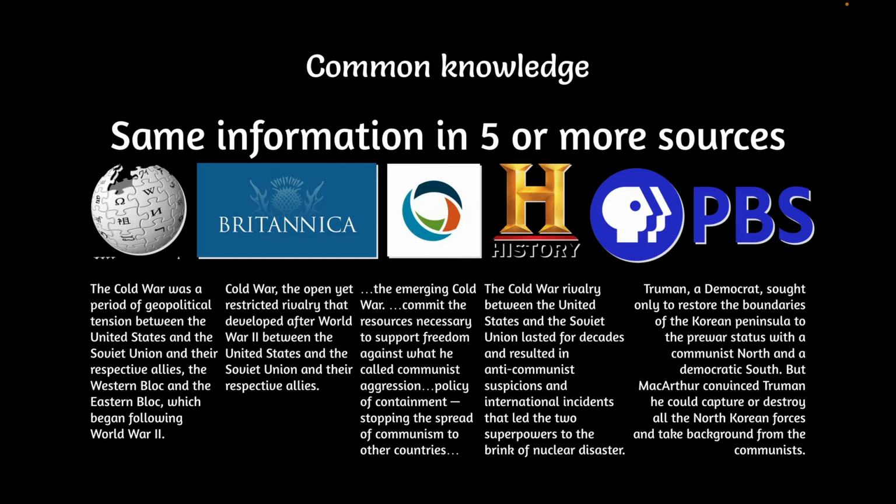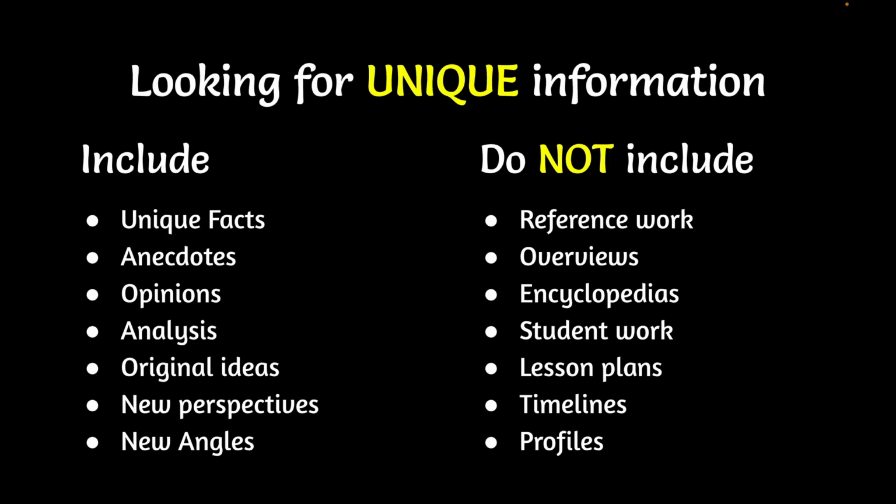So common knowledge, I mean, this is an example for Cold War, and you'll notice that across the board, whether it be Wikipedia, Britannica, History.com, or PBS. And PBS can be a great source sometimes, but in this case, it was basically teacher lesson plans, which was not good. And you'll see it's pretty much the same information over and over again. So that's what common knowledge is. This is what we want to steer clear from going forward.